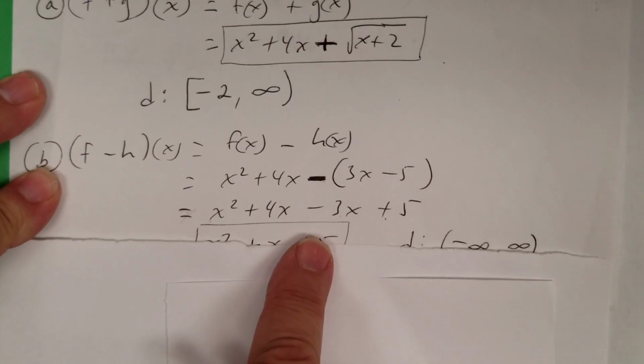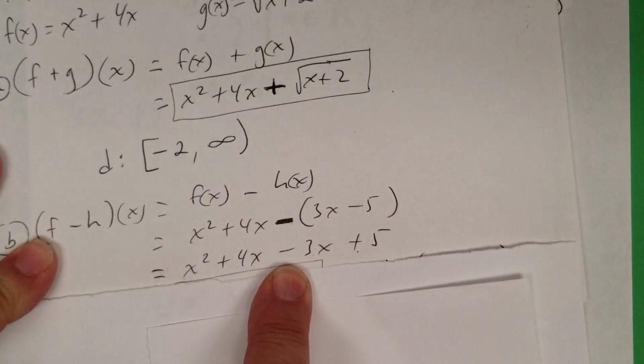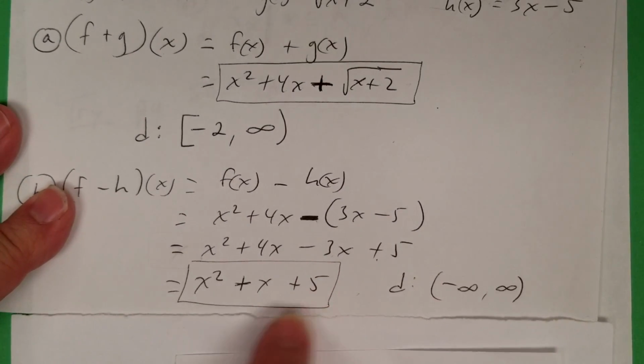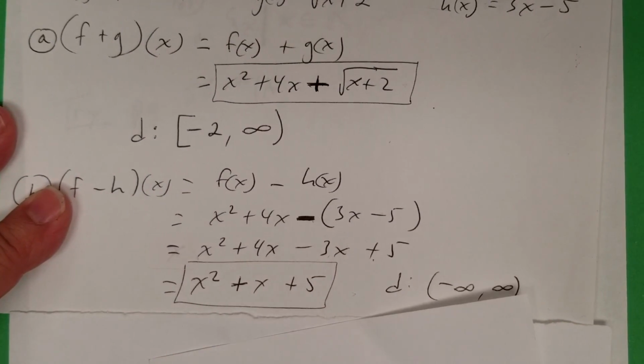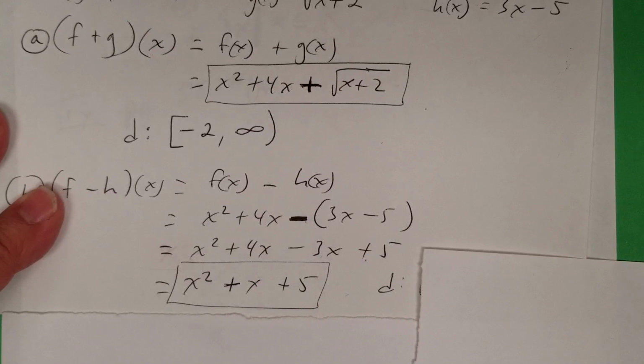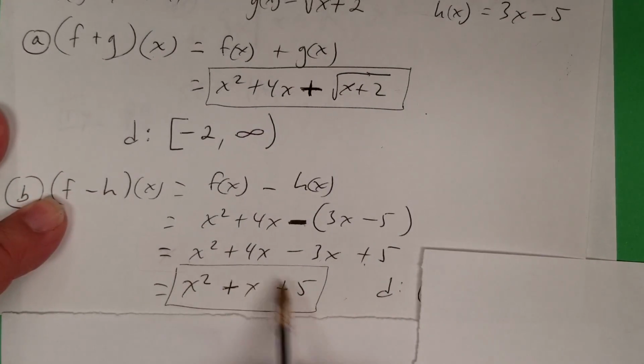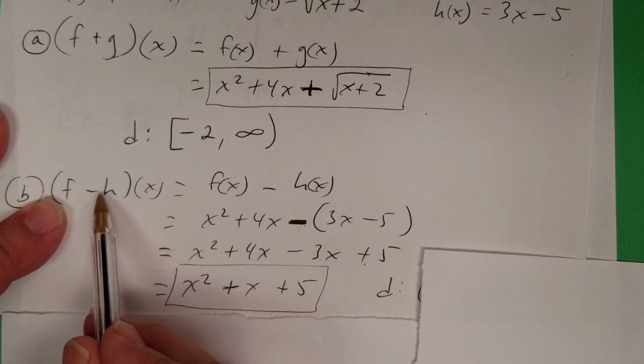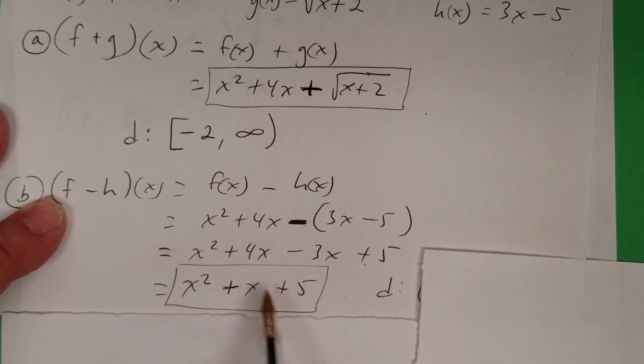So the 4x minus 3x in the middle there, they can combine and make 1x. Okay? That's the function. That's the f minus h of x function. This is a new function. Okay? Now, what is the domain of this new function?